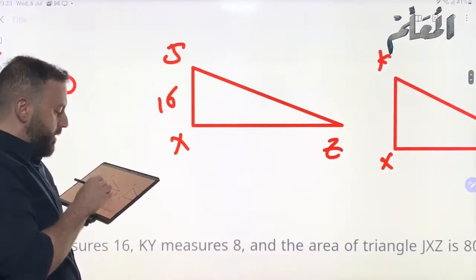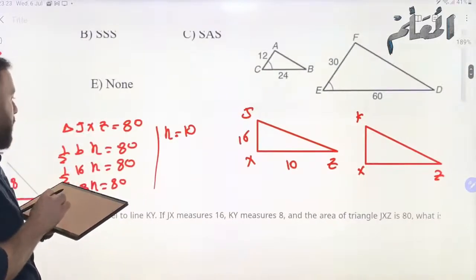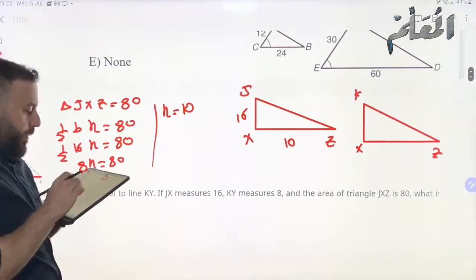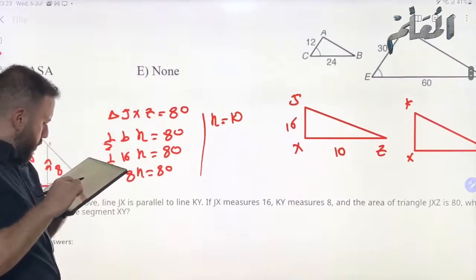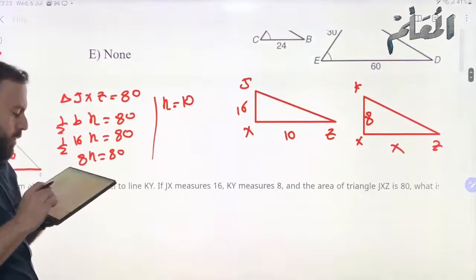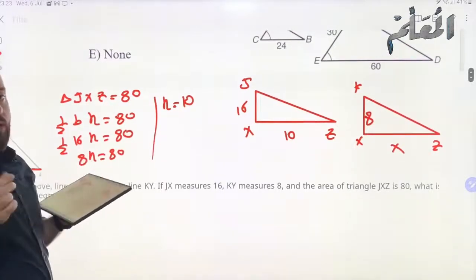And XZ is equal to 10 based on the area of the triangle that we gave here. So this is the whole 10. Okay. KX is equal to how much? Is equal to 8. And XZ, I don't know. Let's call it X. So the value of X, they are similar.